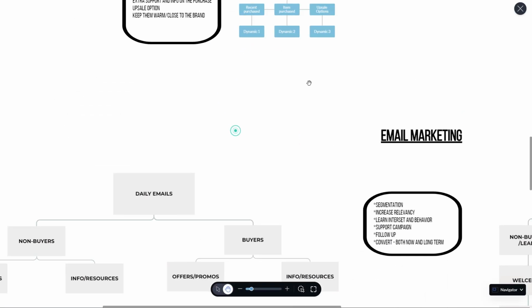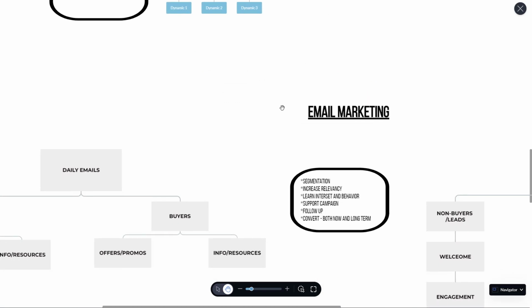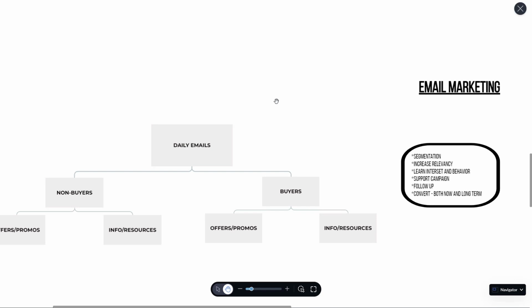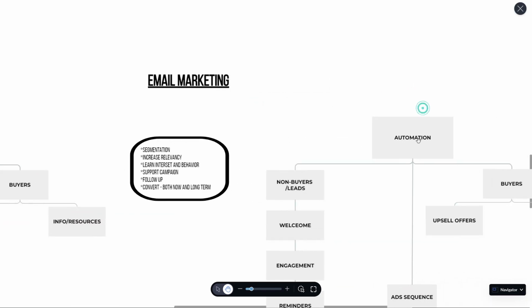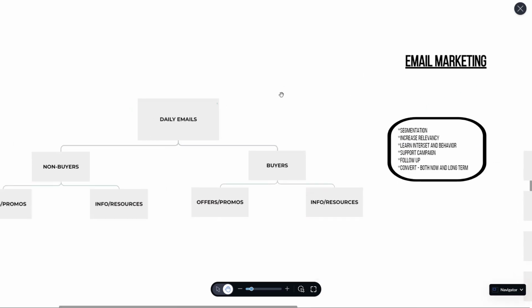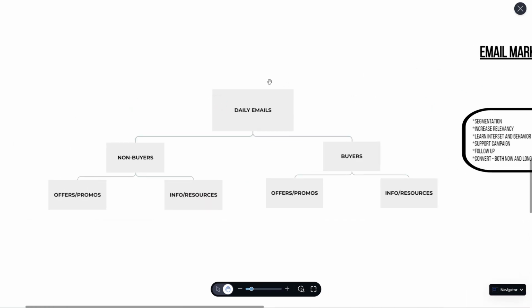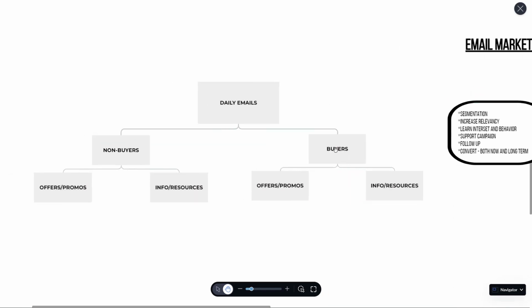Email marketing, that's another thing that is a cash source. That's very important, and we use that in two different ways together with the campaign. One way is the daily emails, and the second is automation. So with the daily emails, we divide them into buyers and non-buyers. Actually, we do that also with the automation, buyers and non-buyers.